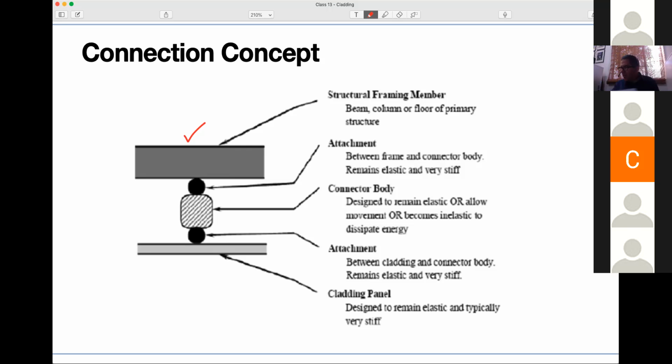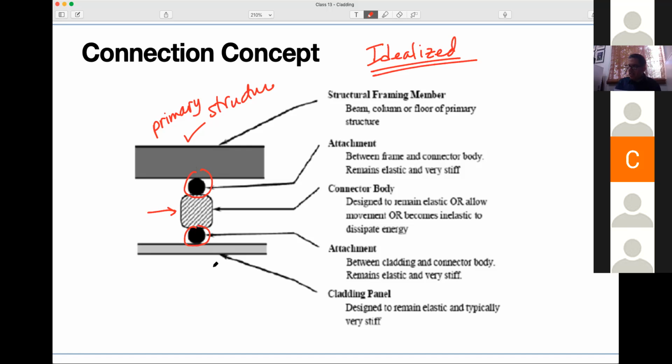So the primary structure. Then we've got some sort of an attachment. This is like an idealized version here. You've got some sort of a connector body, which is going to work between 2 points of attachment. And then on the outside, you've got the cladding panel.